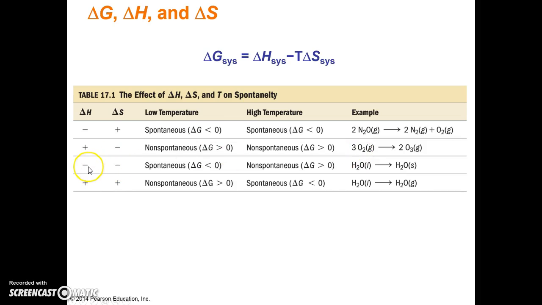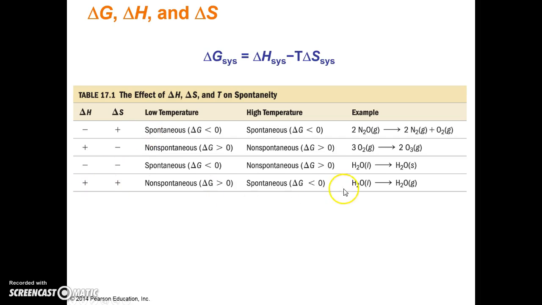If, however, it's an exothermic reaction with a decreased entropy, and this is the example I was using before, water turning into ice, at low temperatures, it'll be spontaneous. The reason why it'll be spontaneous is because although this is positive, if T is low, and T has to be in Kelvin here, then this negative enthalpy term will kind of overwhelm everything, and it will determine the ultimate sign of delta G here.